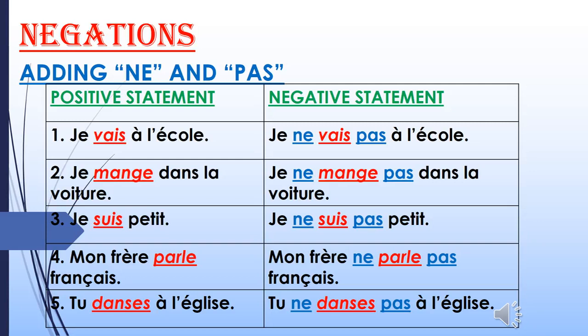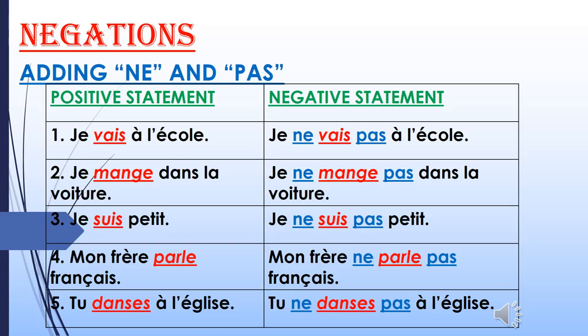The second one is je mange dans la voiture. I eat in the car, or I am eating in the car. So the verb here is eat. That is mange. That's the conjugated verb. So ne, mange, and pas. That's ne plus the verb and then pas. Because we search for the verb first. After that, you put ne before it and pas after it.